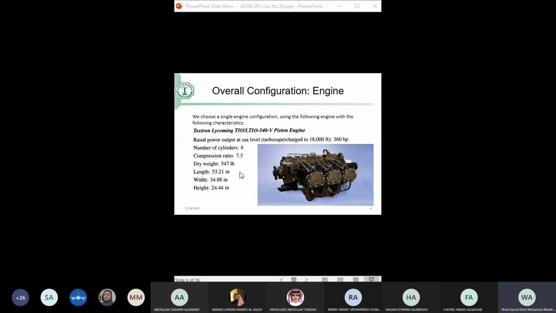You can see the propeller is not drawn. The propeller is not a part of the engine. And in many cases, the manufacturer of the engine is not the manufacturer of the propeller. I always give the example to students: the aircraft engine is like the engine of your car, and the propeller is just like the tires of your car. You can get tires from different manufacturers than the engine manufacturer. They're totally different.